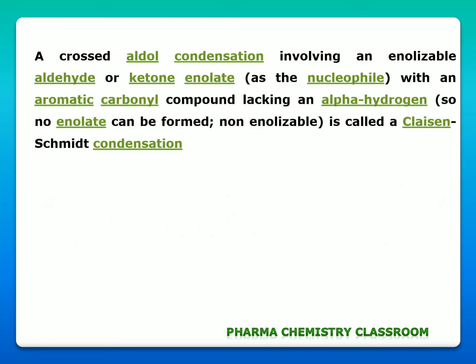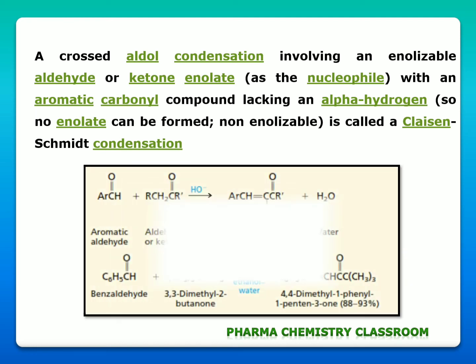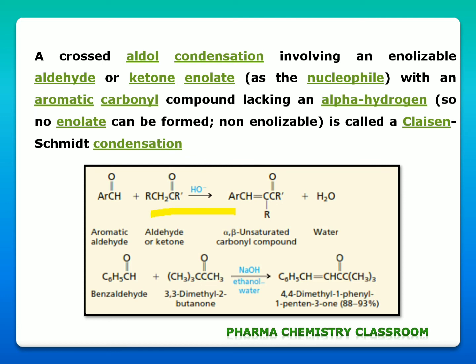A crossed aldol condensation involving an enolizable aldehyde or enolizable ketone with an aromatic carbonyl compound lacking alpha hydrogen is called Claisen-Schmidt condensation. That is, this is a kind of crossed aldol condensation where an enolizable aldehyde, see here, this is an enolizable aldehyde, reacts with an aromatic non-enolizable aldehyde to get an alpha beta unsaturated carbonyl compound.